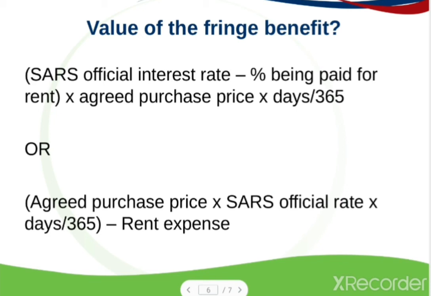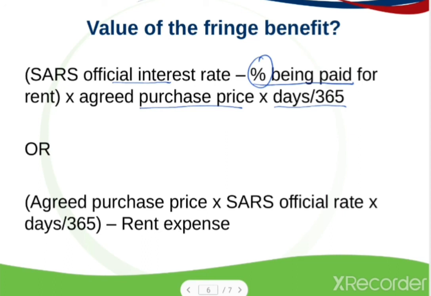The value of the fringe benefit in that case would then be, you would look at the SARS official interest rate minus the percentage that is being paid as the rent, multiply that by the agreed purchase price, multiply by the number of days divided by 365. So this formula works if you've been given a percentage for the rent.